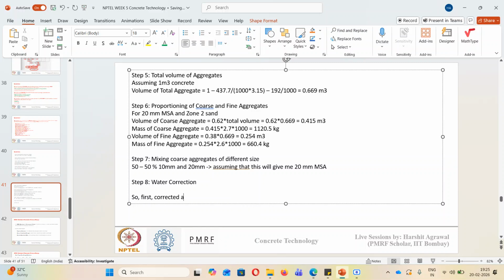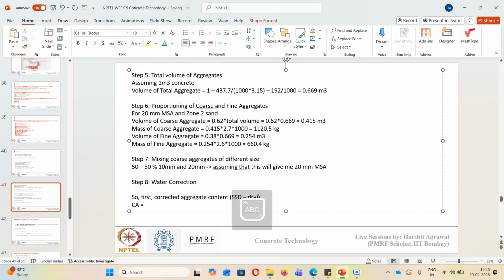corrected aggregate content will be, to convert SSD aggregate to dry, coarse aggregate will be 1120.9 times 1 minus water absorption capacity of coarse aggregate, which is given to us at 0.5%, so it will be 0.005. So this is my dry weight of aggregate. Okay, that is the in situ condition for me right now.